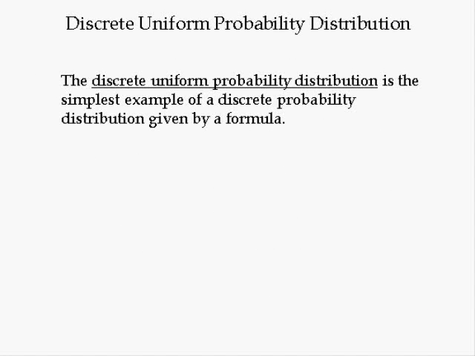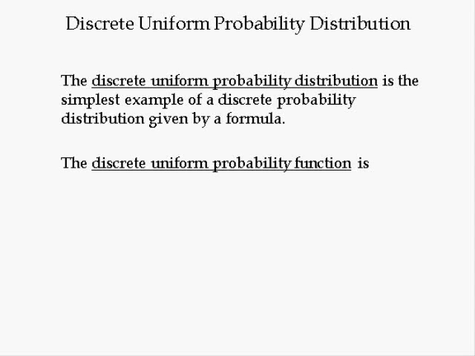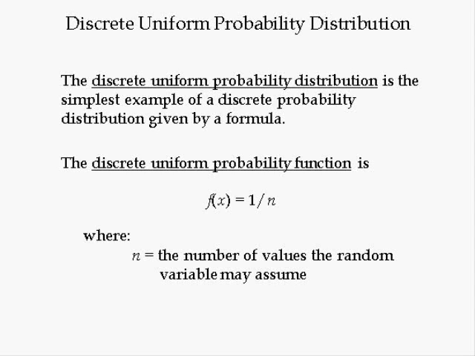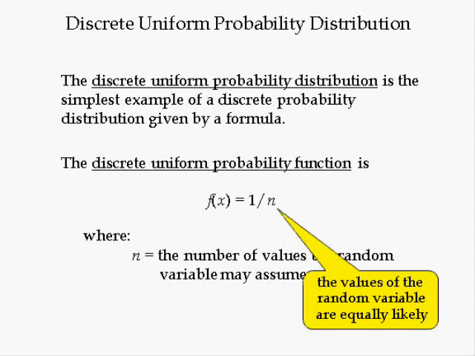The discrete uniform probability distribution is the simplest example of a discrete probability distribution given by a formula. It is not covered in the textbook, but the continuous version is covered in Chapter 6. The discrete uniform probability distribution function, PDF, is f of x equals 1 divided by n, where n is the number of values the random variable may assume. The function implies the values of the random variable are equally likely to occur, hence the name uniform.